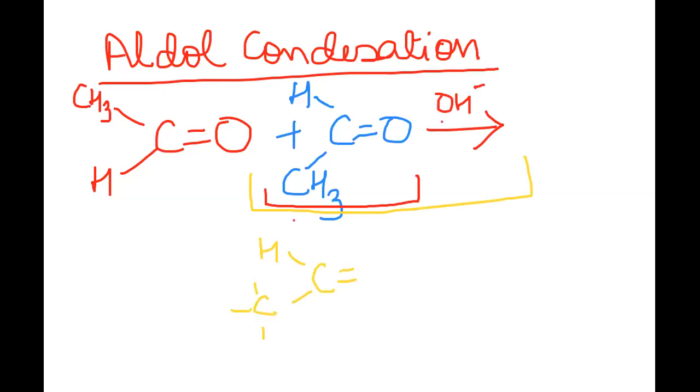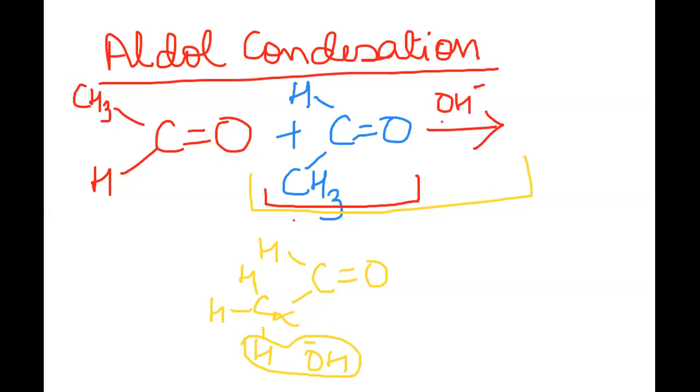And of course, you have a doubly bonded oxygen. Now, this carbon is referred to as the alpha carbon. The carbon next to the carbonyl group is referred to as the alpha carbon, and this has the hydrogens in it. Now, OH minus is going to attack one of these hydrogens, any one, and it's going to form H2O.